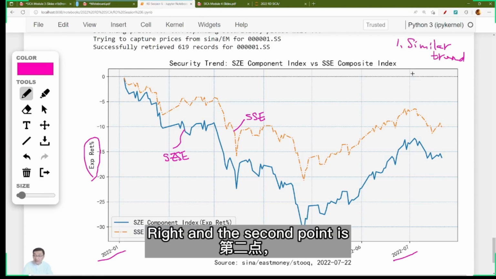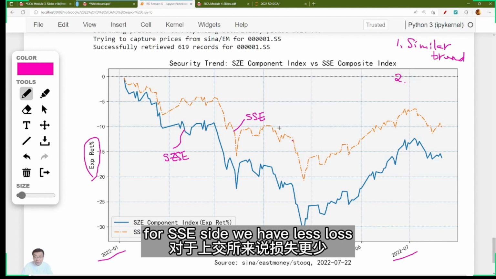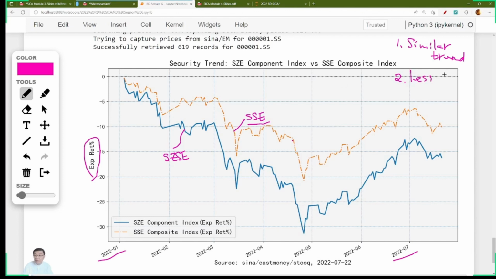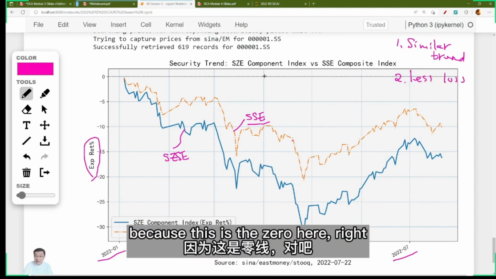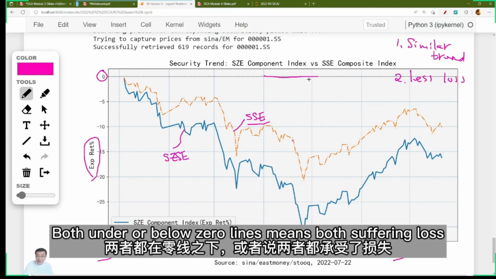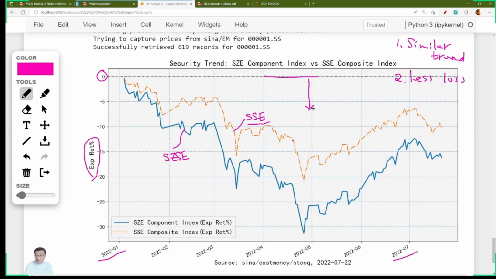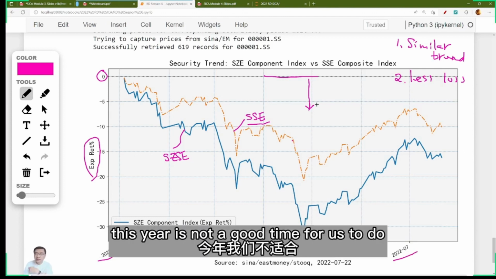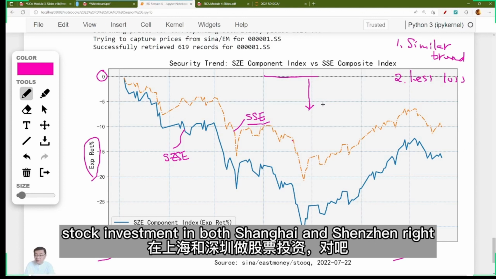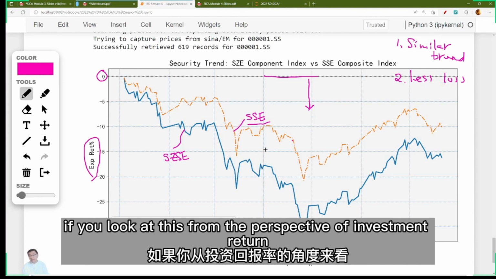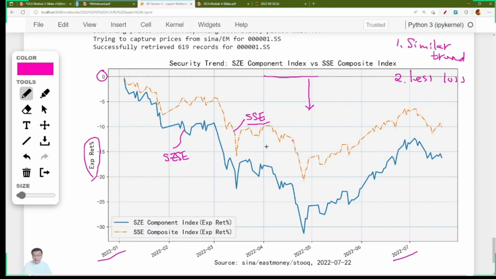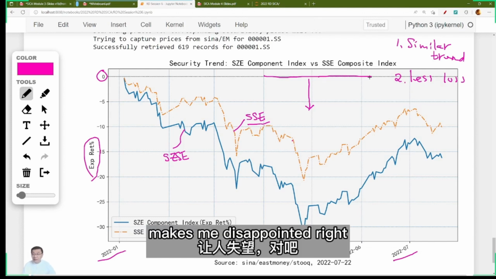Right? And the second point is, okay, for the SSE side, we have less loss. Why do we have less loss? Because this is the zero line here, right? It is the zero line. So both under or below the zero line means both suffering loss. So this means this year is not a good time for us to do stock investment in both Shanghai and Shenzhen, right? If you look at this from the perspective of investment return, both below the zero line makes me disappointed, right?